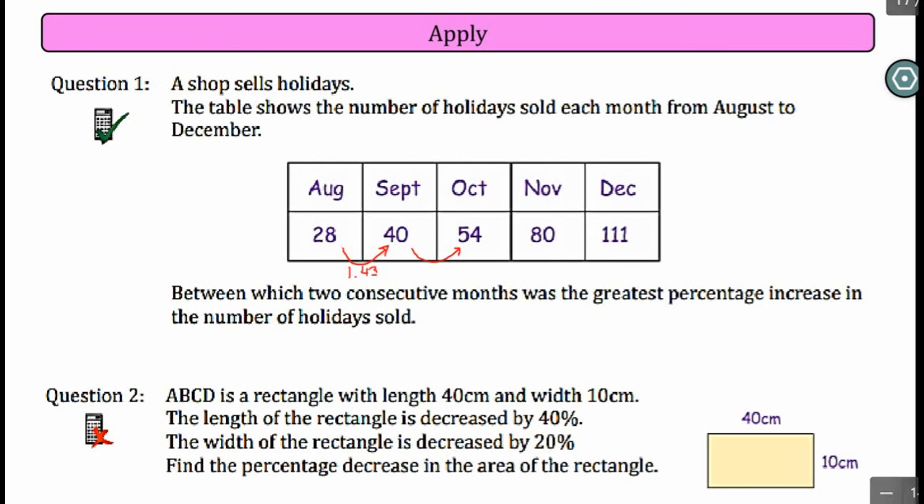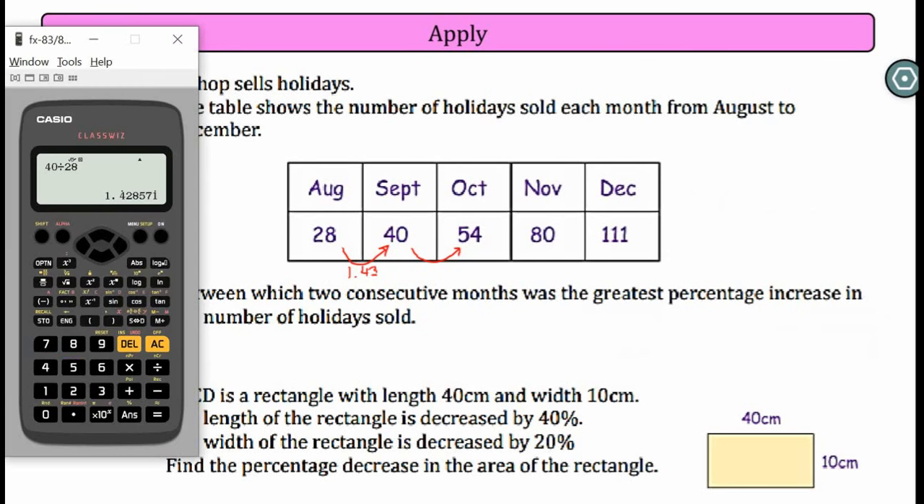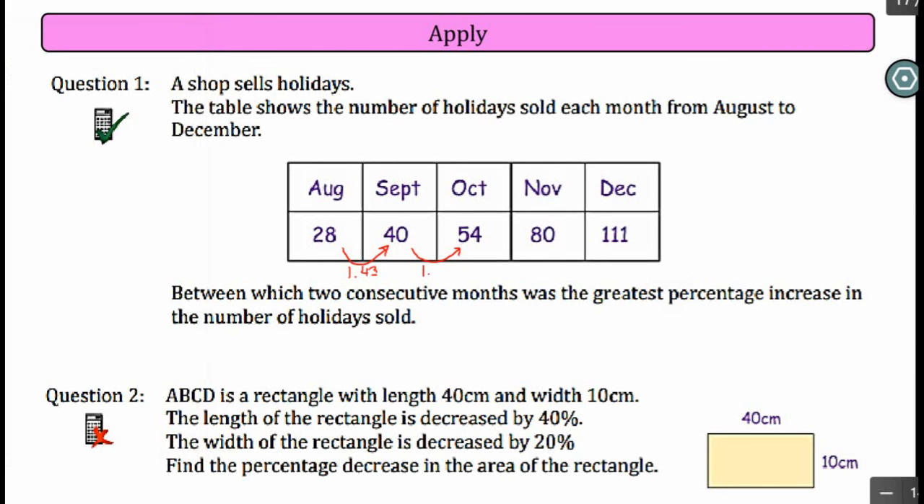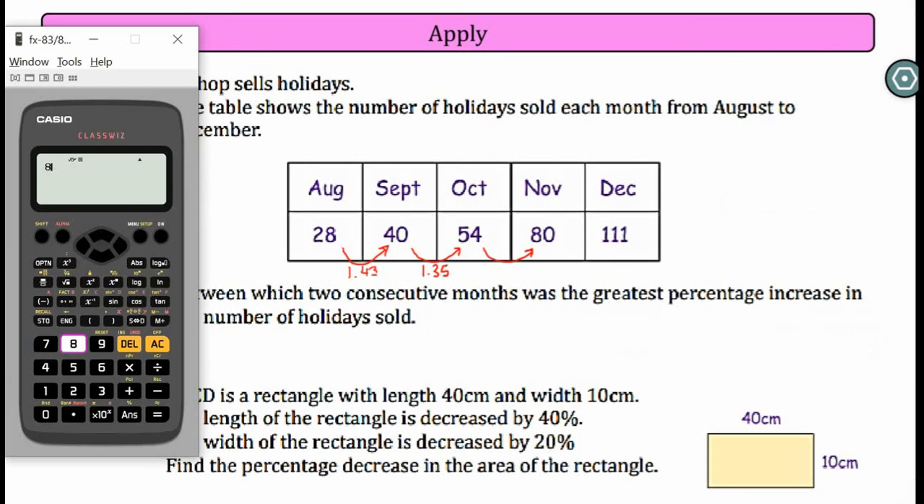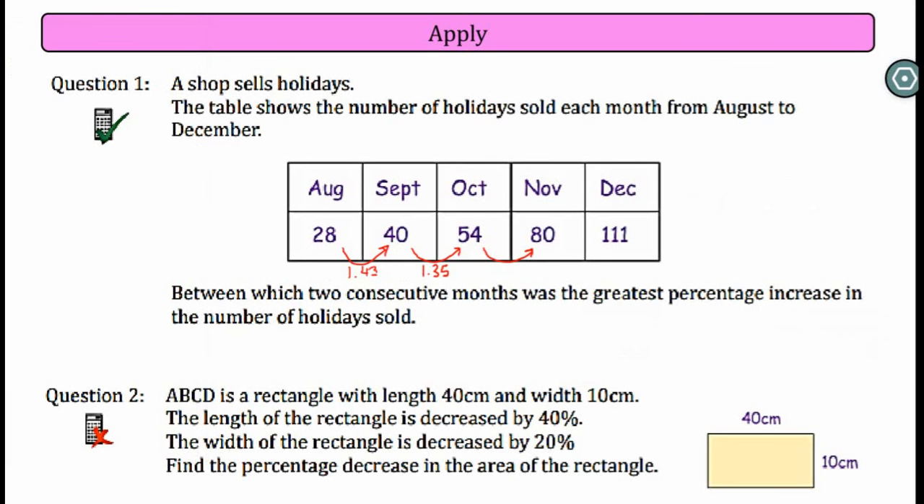If we do new divided by old here, 54 divided by 40. So 1.35. So 35% increase. 80 divided by 54. So 1.48. So that's the biggest so far.